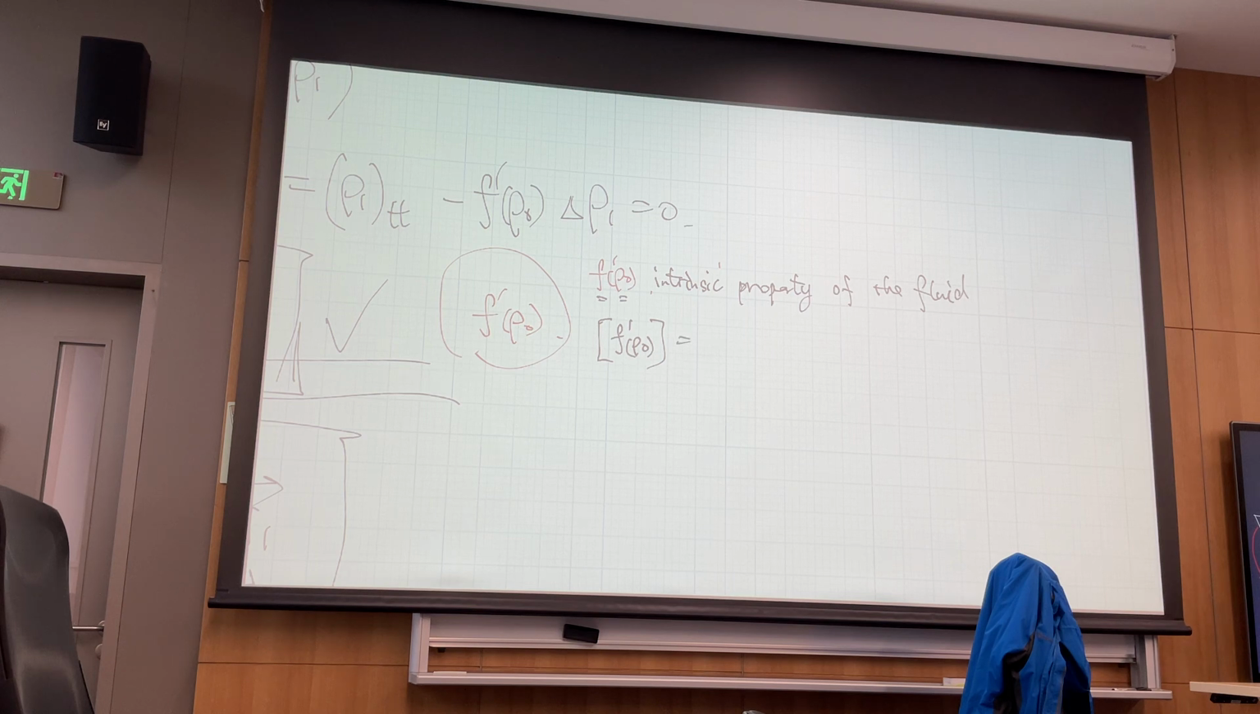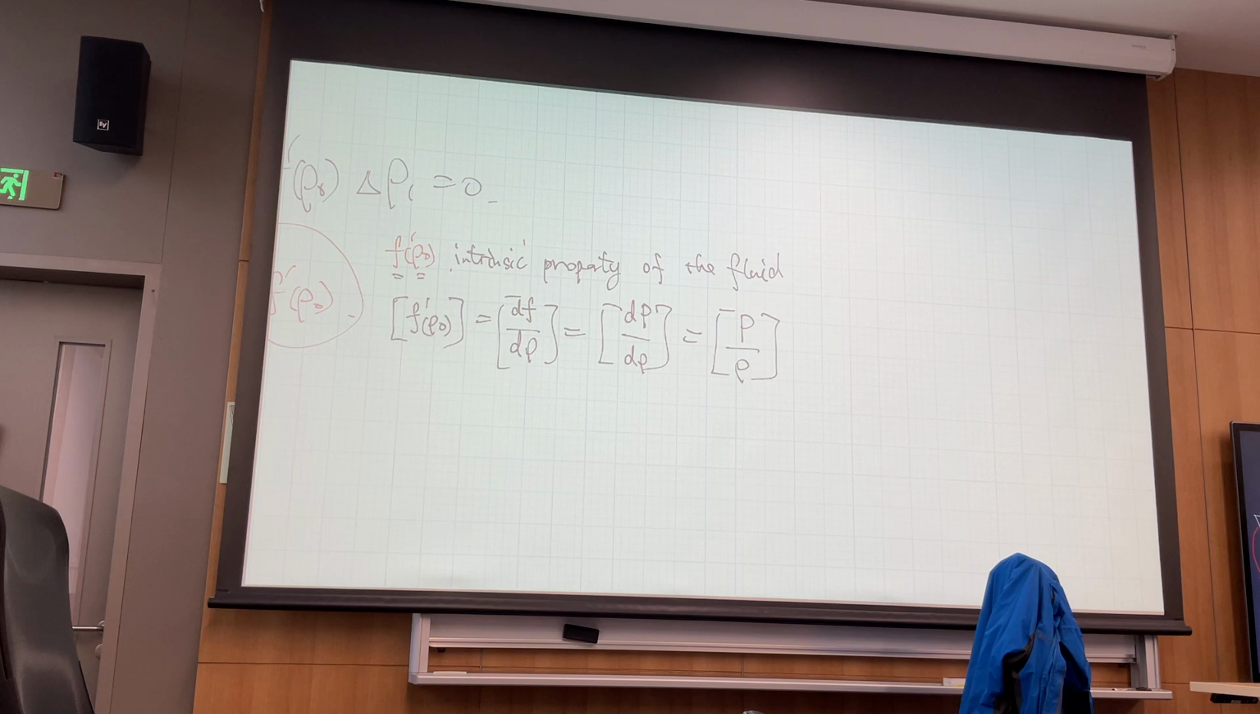Okay, how do we see that? Can any one of you try to do an analysis of the unit for f prime rho 0? So that's actually df over d rho, right? First of all, what is df over d rho? f is what? f is pressure. So that's actually dp over d rho, and the unit is completely the same as p over rho.